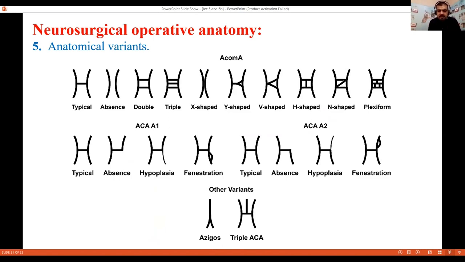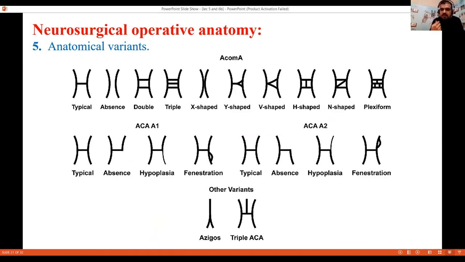Maybe in the azygous, it's very terrifying to do a temporary clip because it's only a single artery. Or maybe if you don't notice that the artery is already an azygous A2, you will keep searching for the contralateral A2 during the surgery, and the patient didn't have such an artery. That's the idea when you have an azygous.